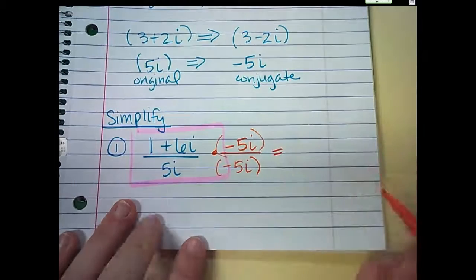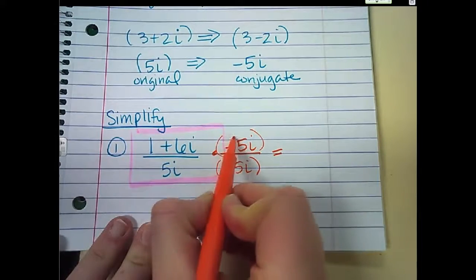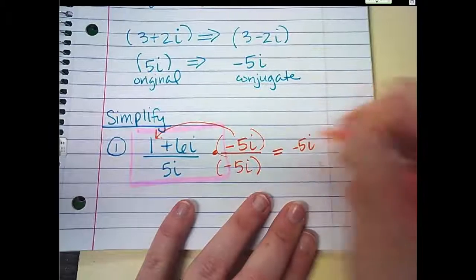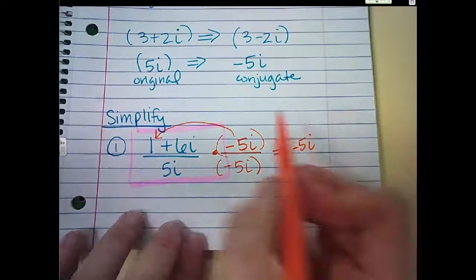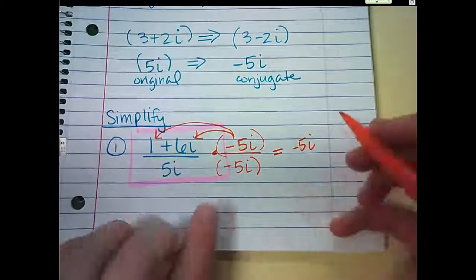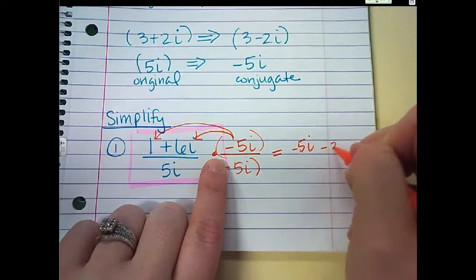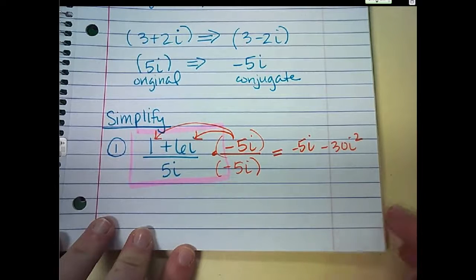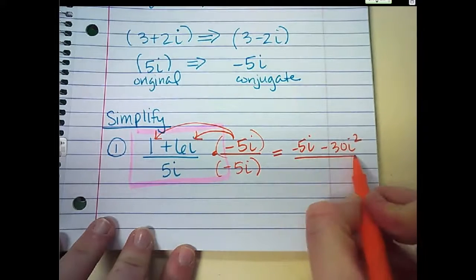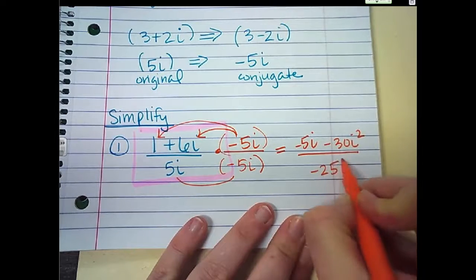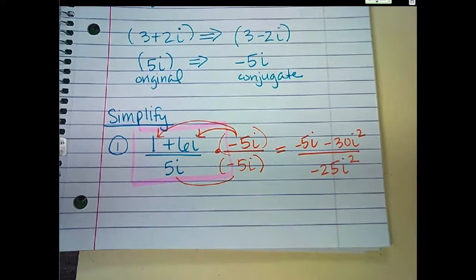So on the top, I'm going to distribute: -5i times 1, and then -5i times 6i. What would that give me? -30i squared. Oh my goodness, it's a lot of i's. Divided by -25i squared. I thought they cancel out though. What do you mean cancel out?